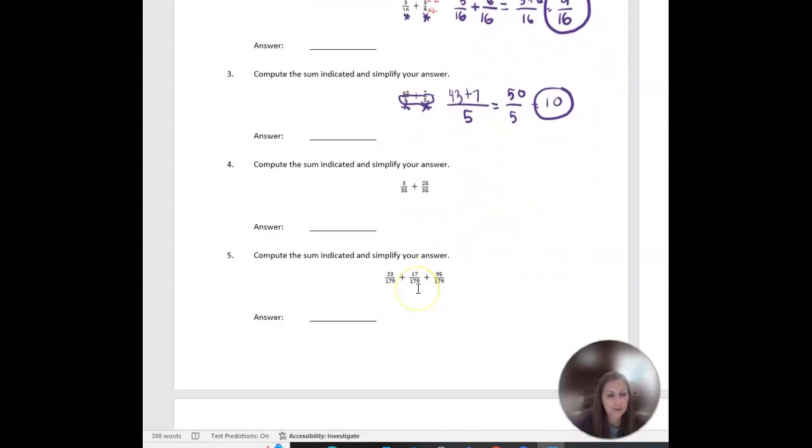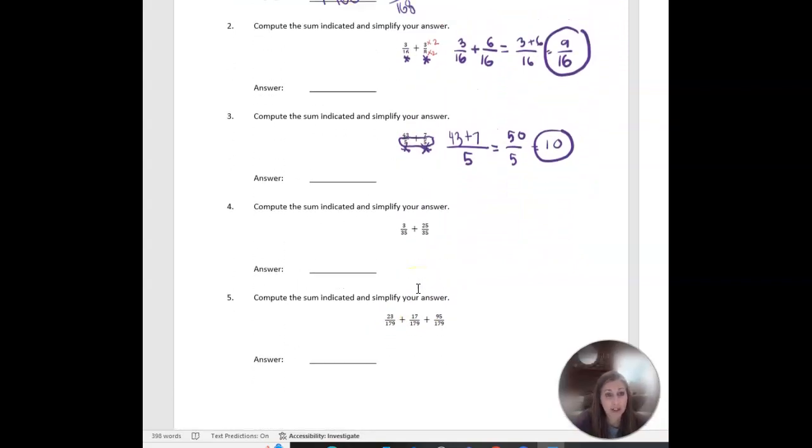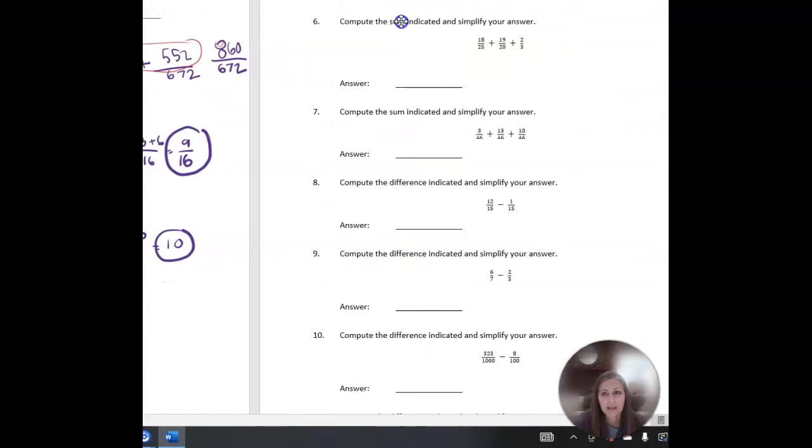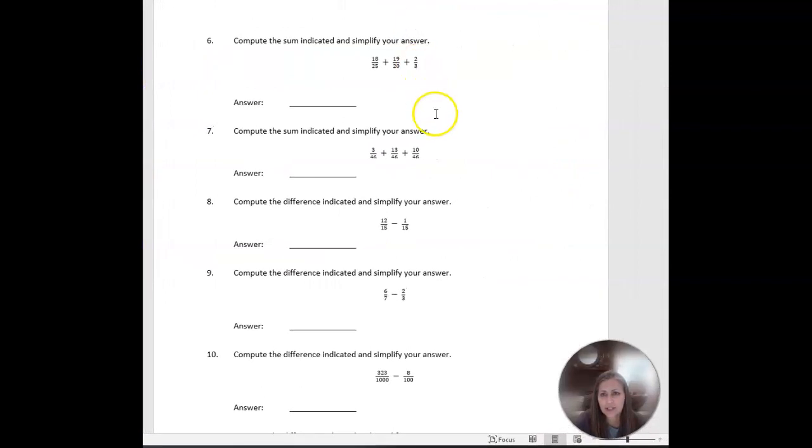Number 5 is super simple because you already have the same denominator. So you just add your numerators, keep your denominator the same. Let's move over here. All right, let's try number 6.